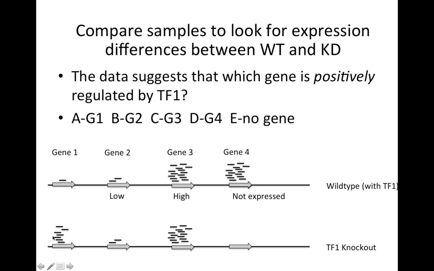By contrast, over here, when we subtract TF1, we find that the gene is more expressed, or another way to put it would be when we go from the knockout to adding in transcription factor 1, that the gene goes down. So that might suggest that transcription factor 1 is negatively regulating this gene.